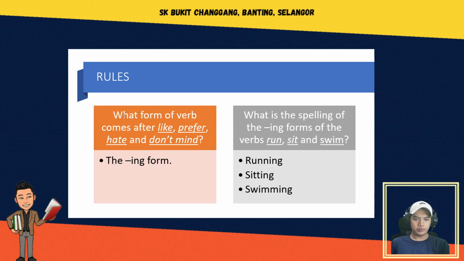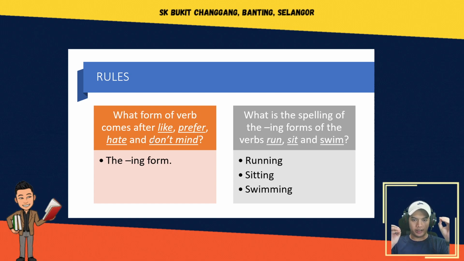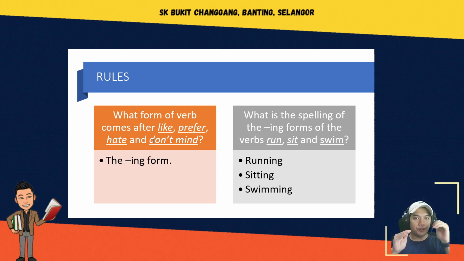Alright. So, rule number one. What form of verb comes after the word like, prefer, hate and don't mind? So, after these words, like, prefer, hate, don't mind, you should use ing. Do you understand? For example, I like sleeping. Second one, I prefer sleeping. I hate sleeping. I don't mind sleeping. So after these 4 words, like, prefer, don't mind and also hate, should use verb plus ing.